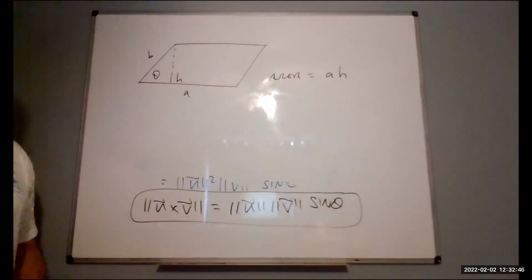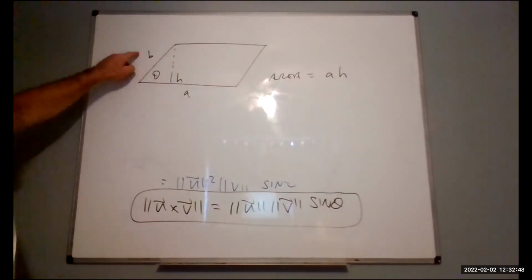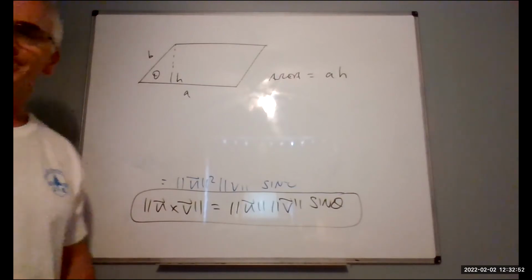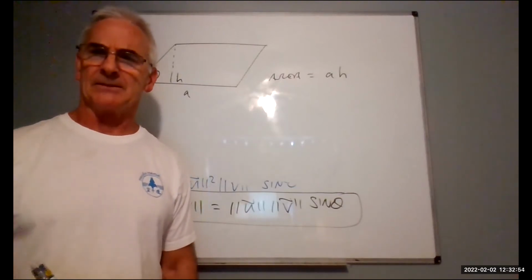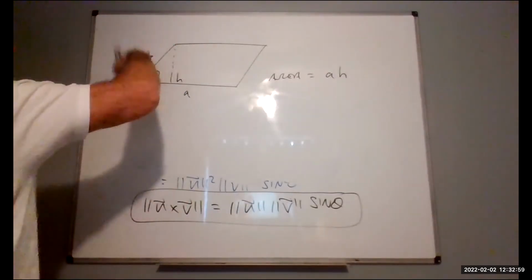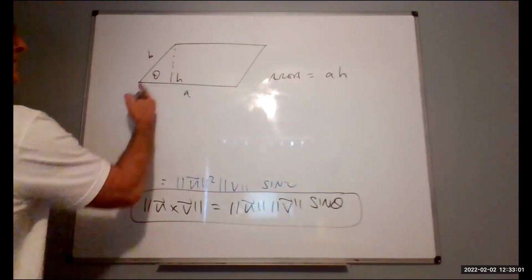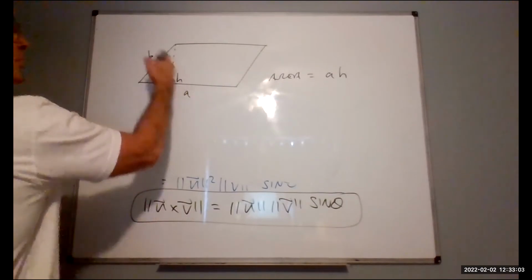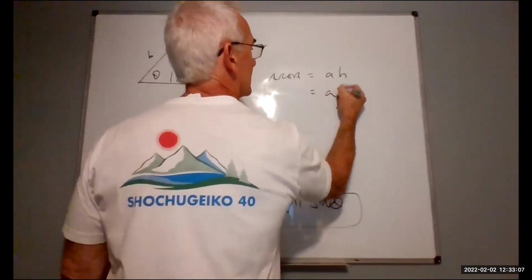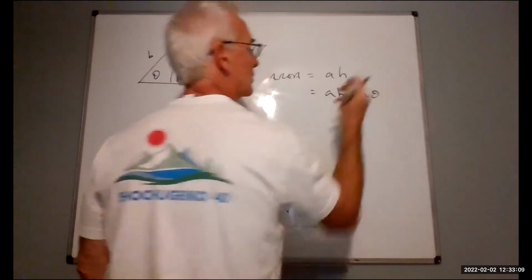Suppose I don't know the height. I gave you a, I gave you b, and I gave you theta. Then what's the height? Well, it's a SOHCAHTOA thing. Sine of theta is h over b. So h would be b sine theta.